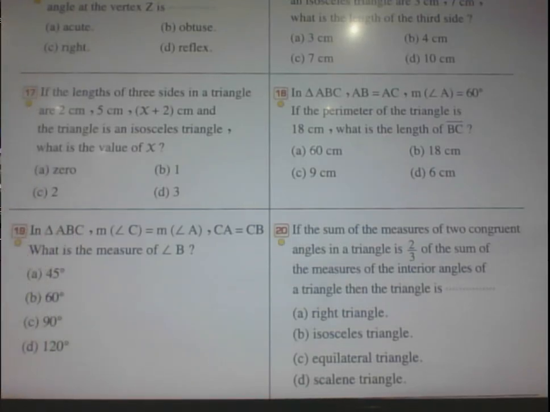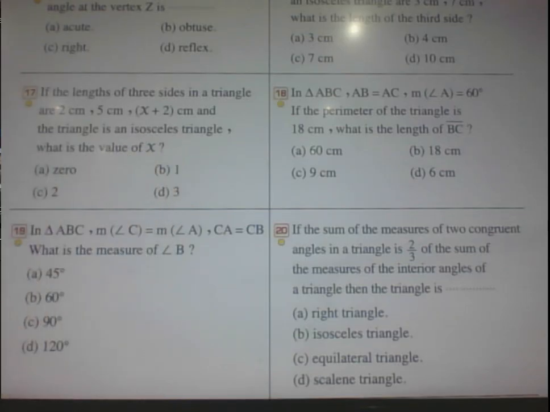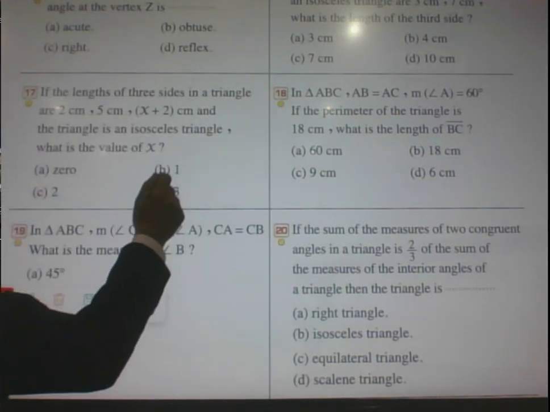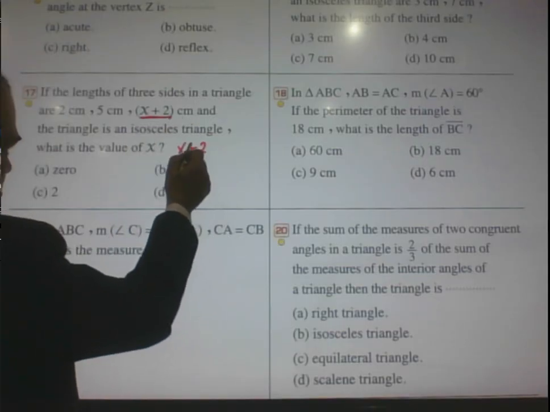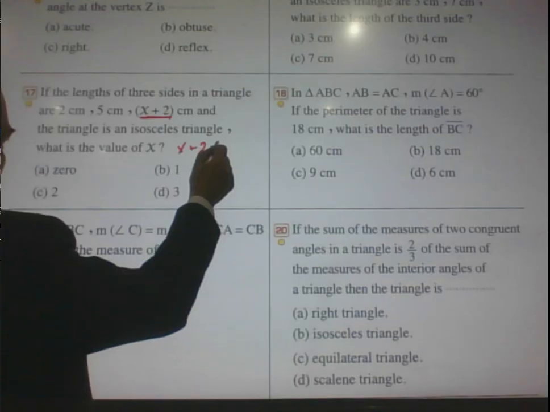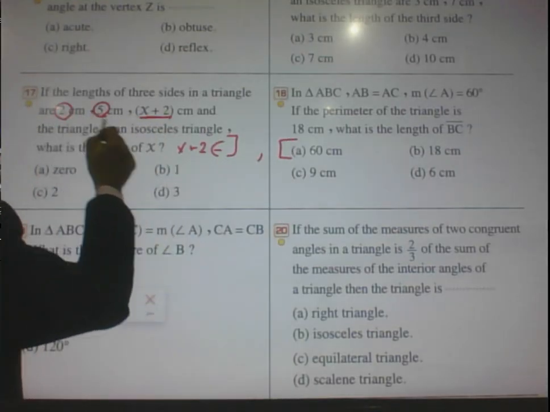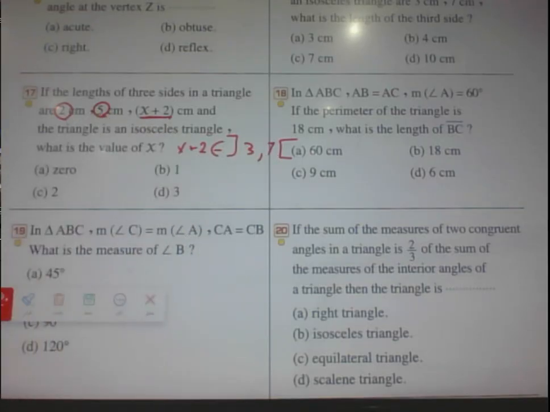Question 17. If the lengths of two sides in a triangle are 2 centimeters and 5 centimeters, and the third side is x plus 2, and the triangle is isosceles, what is the value of x? We can solve this like number 16. The third side belongs to an open interval. Do you remember? We find the difference between 5 and 2, which equals 3, and the summation 5 plus 2 equals 7. Then x plus 2 belongs to the open interval between 3 and 7.